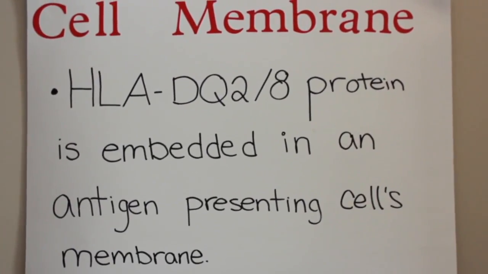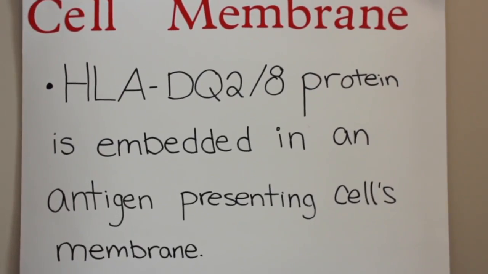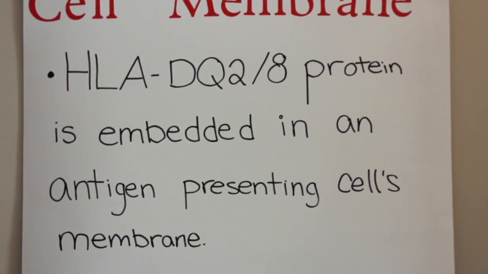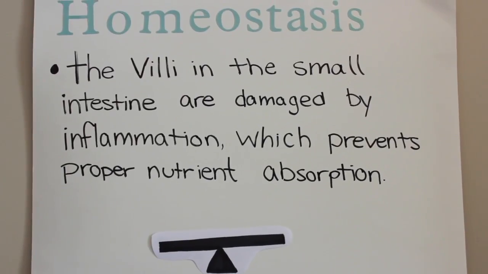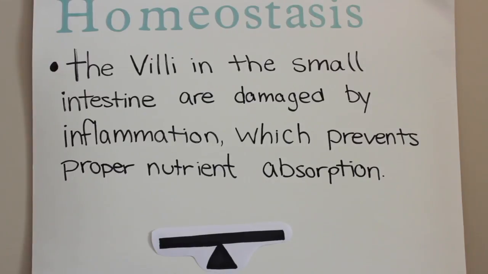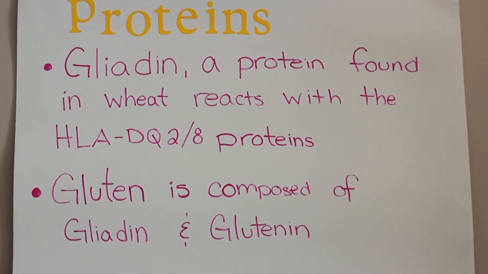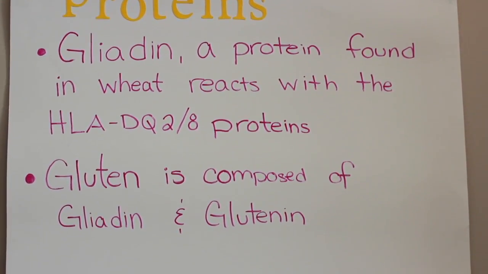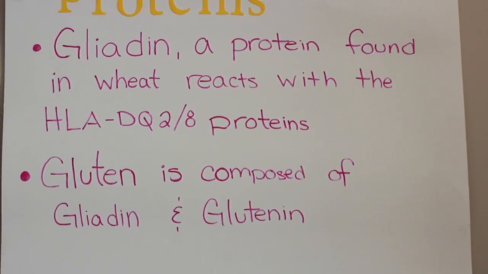The first key concept we will take a look at is the cell membrane. The HLA-DQ2 or HLA-DQ8 protein is embedded in an antigen-presenting cell's membrane. The second key concept is homeostasis. The villi in the small intestine are damaged by inflammation, which prevents proper nutrient absorption. The third key concept is proteins. Gliadin, a protein found in wheat, reacts with the HLA-DQ2 or HLA-DQ8 proteins. Gluten is composed of gliadin and glutenin, which are both proteins.